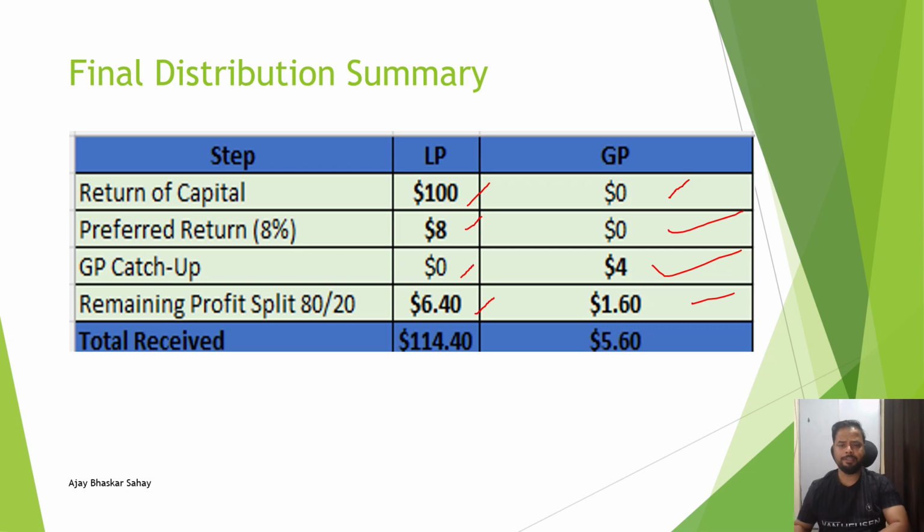So basically, we follow these four steps in the waterfall model. This is a very simple example which I have given, but later on I will explain in more detail how the waterfall model works with complex strategies, including clawback and everything. This will be helpful for you guys.